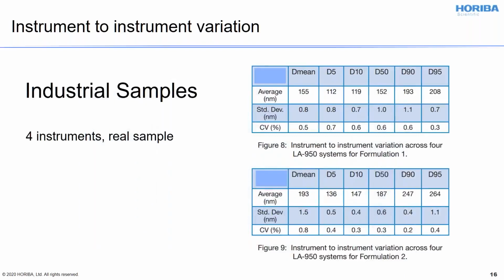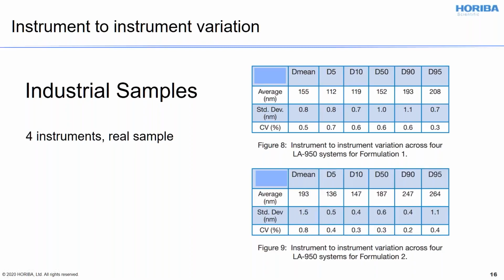Here's some similar data with 4 instruments for 2 different industrial formulations. Mean size, the first average of 155, coefficient of variation of 0.5%. D50 152 nanometers, coefficient of variation of 0.6%. Then my second formulation, mean size of 193, coefficient of variation of 0.8%, and D50 of 0.3%.